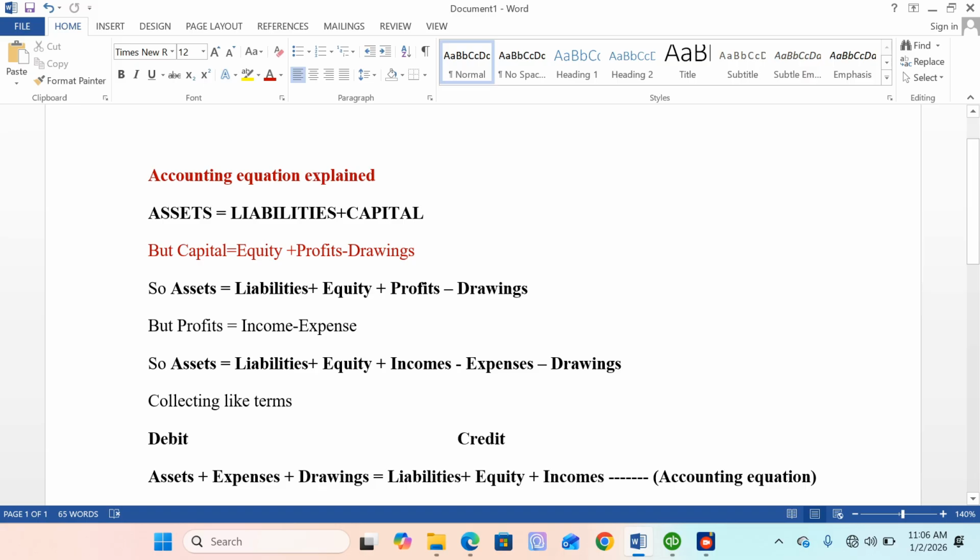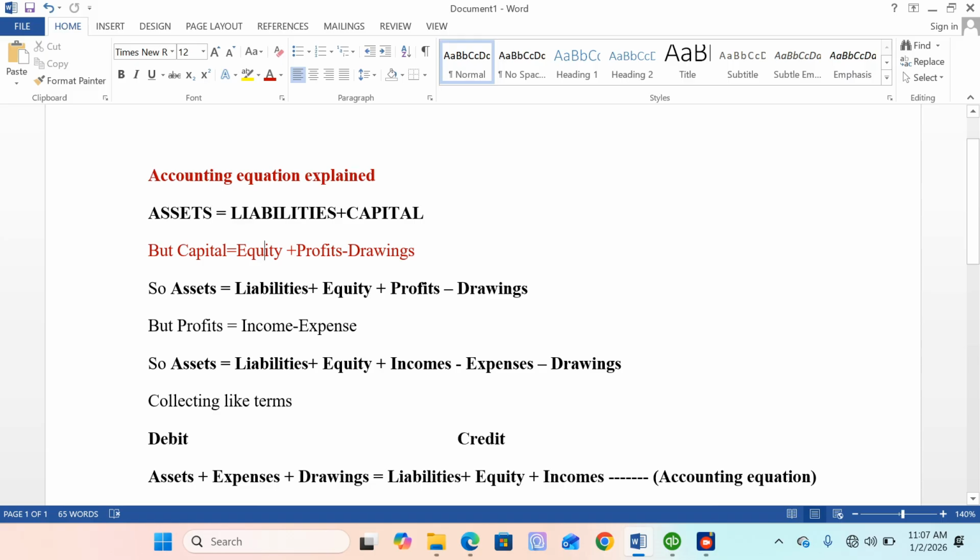Drawings are when the owner of the business picks capital out of the business for personal use. You know, capital can be in the form of stock, cash, assets. So when you pick money out of the business for your personal use, it's called drawings. So capital is equal to equity plus profits minus drawings.